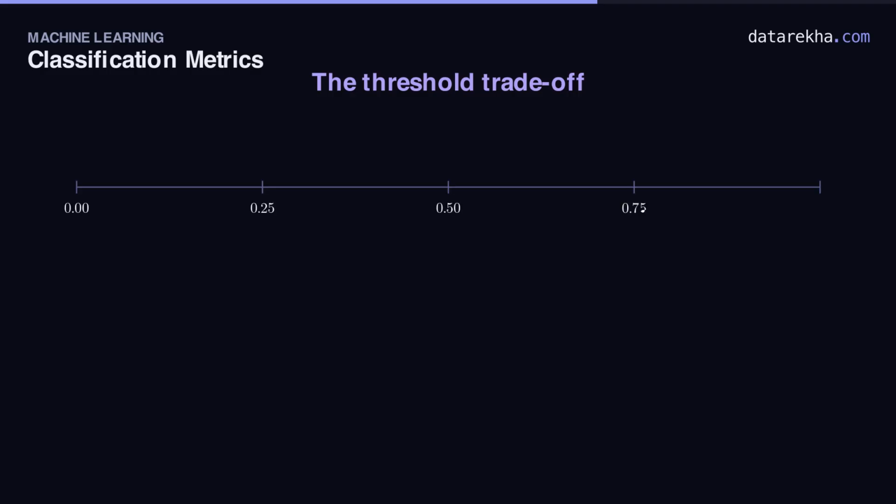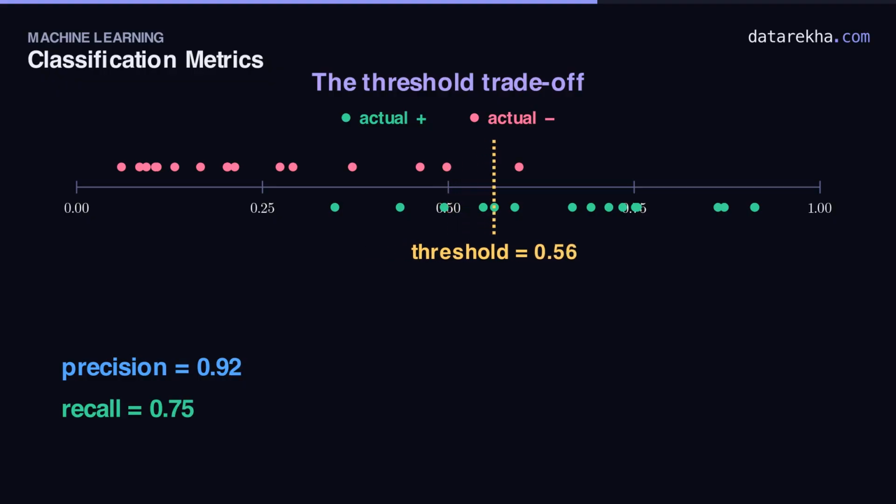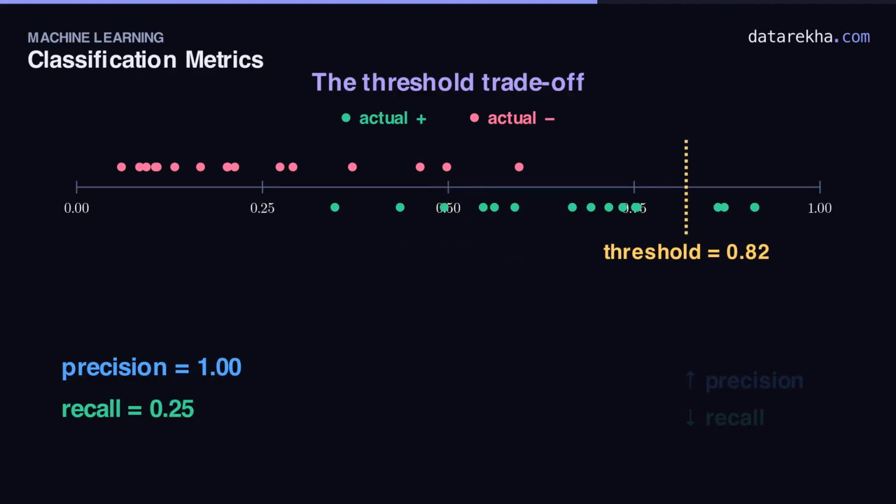Here are the model scores. Green dots are the truly positive cases. Rose dots, the truly negative. A good model pushes greens toward 1 and roses toward 0. But they overlap in the middle. And that overlap is where the threshold matters. Put the threshold at 1/2 and read off precision and recall.